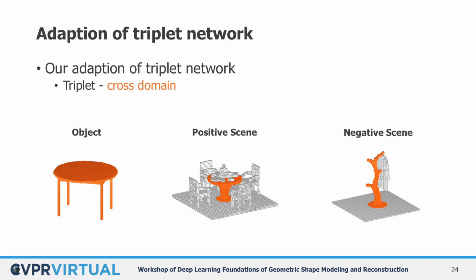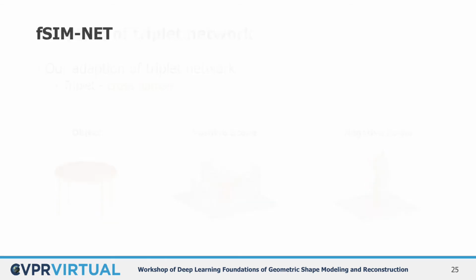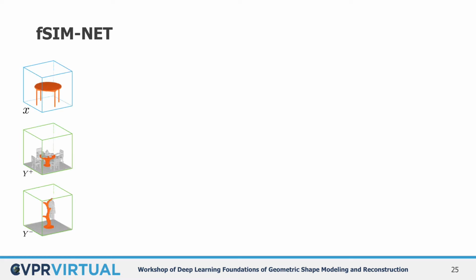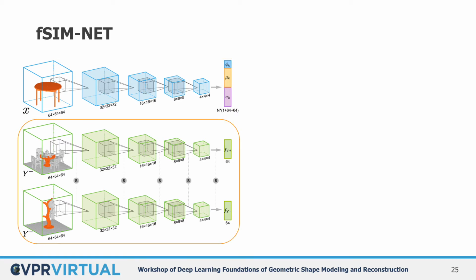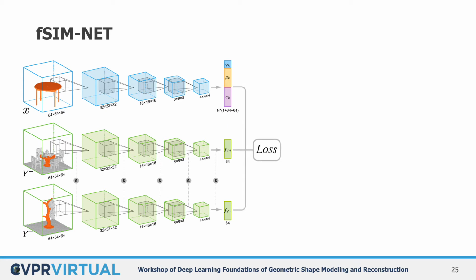Accordingly, we modify the original architecture of a triplet network to be able to map different domains into the same latent space. One subnet encodes the isolated object, and the other two subnets with shared parameters encode the thing context. The loss is similar in spirit to the ones used in a triplet network to ensure a margin between the distance to the positive thing and the distance to the negative thing.